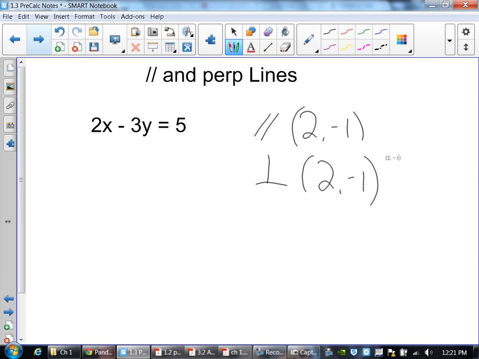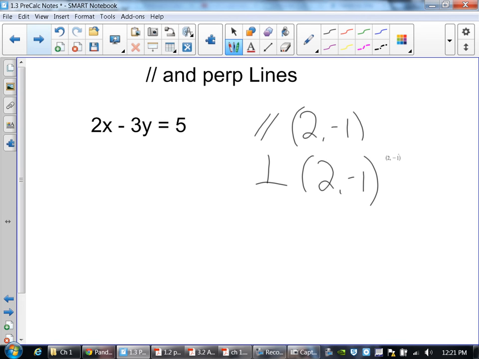What I'm doing is I'm going to write the equation of a line that is parallel to 2x minus 3y equals 5 that goes through the point 2, negative 1. And then I'm going to write the equation that goes through it that's perpendicular to that one. Now, you probably haven't done this since geometry. And those of us that had geometry, I'm sure we remember it tremendously.